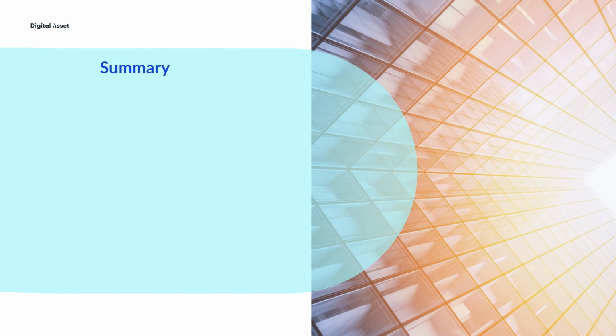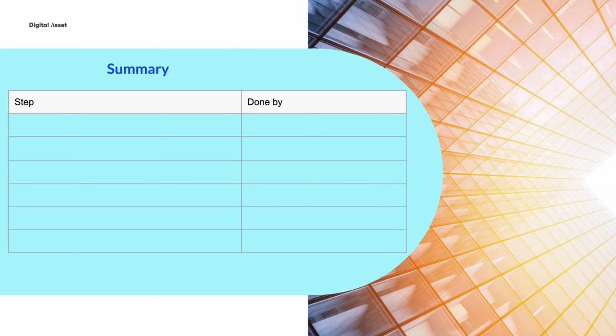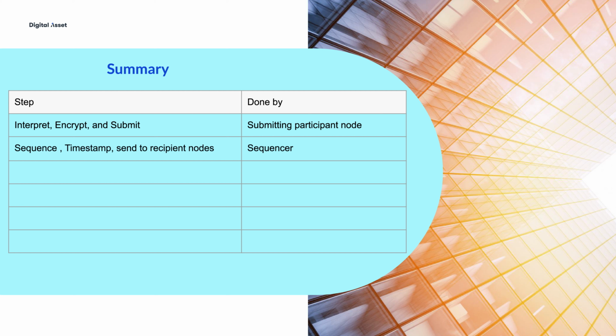To summarize, the Canton network has different components playing different roles when a transaction submitted by a party traverses through the network to reach the involved parties. It starts with the submitting participant node, interpreting, encrypting, and submitting the subtransactions to the domain. The sequencer in the domain sequences these messages, timestamps, and multicasts them to the recipient nodes.